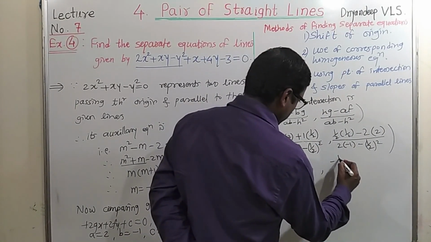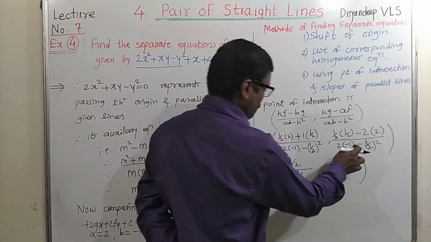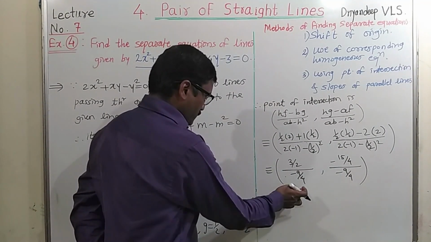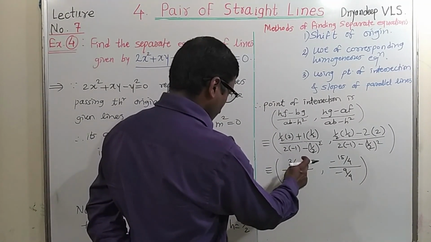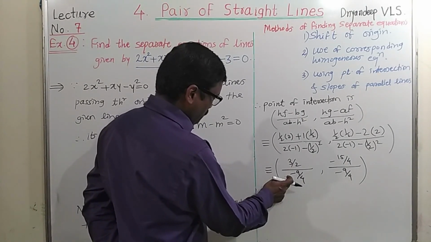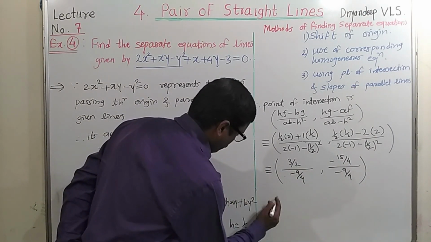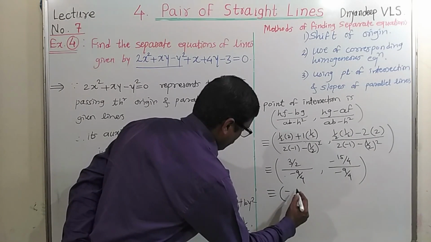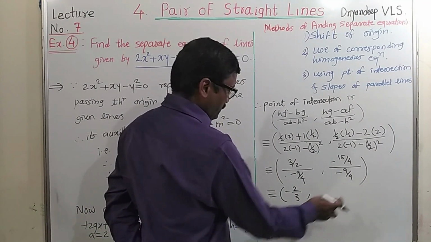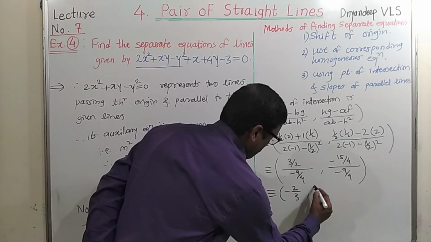minus 15/4, divided by this one is minus 2, the same, that is minus 9/4. So this 4 gets cancelled, 2 gets cancelled, which is at the denominator. It is 3 upon minus 9, that is minus 1/3. So it is minus 2/3. And this 4 gets cancelled. Minus 15 upon 9, that is plus 5/3.